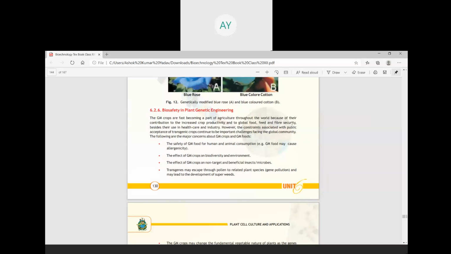and fiber security, means best quality of fiber from cotton fiber, jute fiber, and other plants that produce fiber. Besides, they are also used in healthcare, means production of medicinal compounds that are used for treatment of different types of disease.